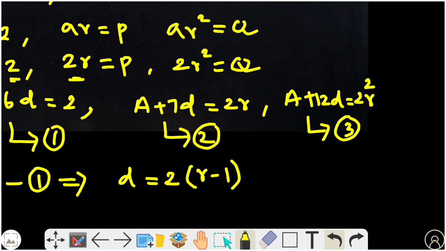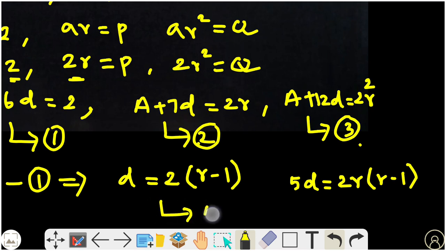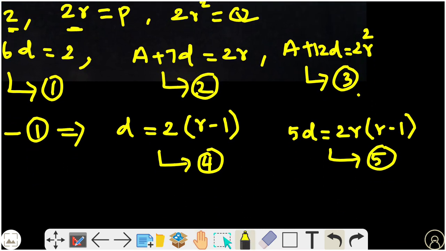Now you have to subtract 3 minus 2. You will get 5d, which is equal to 2r into r minus 1, 2r into r minus 1. Now this is another equation, the fourth equation, and this is the fifth equation. So now I am going to divide the fifth equation by the fourth equation.